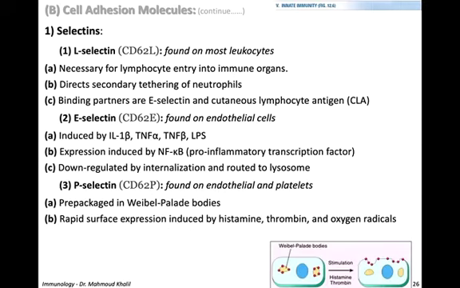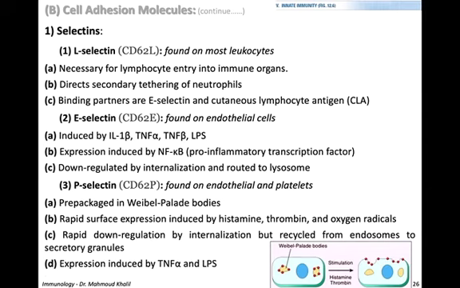P-selectin, sometimes called CD62P, is found on endothelial cells and platelets. This kind of selectin is pre-packaged in Weibel-Palade bodies, and it is rapidly expressed on the surface upon induction by histamine, as you can see from the figure, the red spots on the surface of the membrane, or by thrombin or even oxygen radicals. They can be downregulated when the job is done by internalization, and can be recycled from endosomes again to the secretory granules. As well, it can be induced by TNF alpha and the lipopolysaccharides.